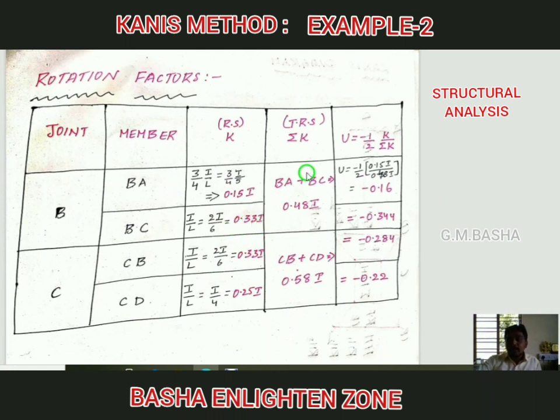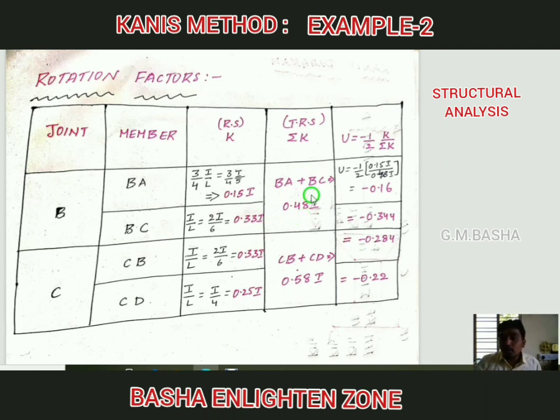So friends, immediately what is the sigma k? Sigma k equal to sum of the relative stiffness. Sum of the relative stiffness means don't take joint B and C collectively. Take sigma k only for that particular joint. So for that particular joint, sigma k means BA plus BC, the connecting members BA plus BC. So 0.15I plus 0.33I. If you sum this one, you will get 0.48I.